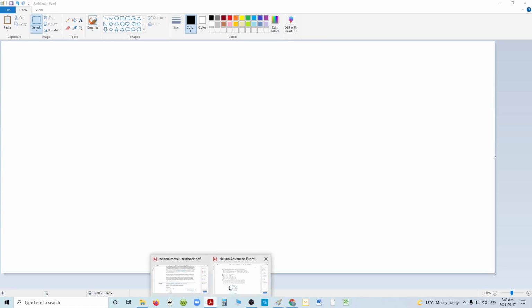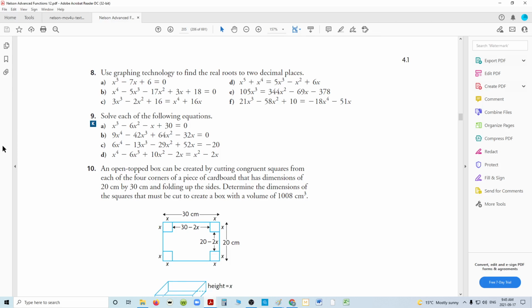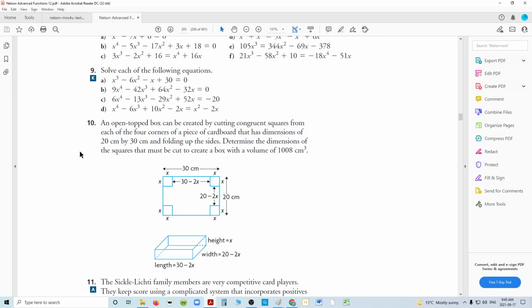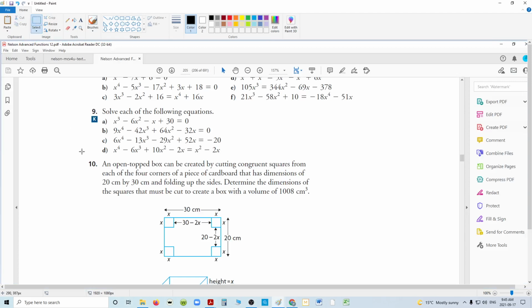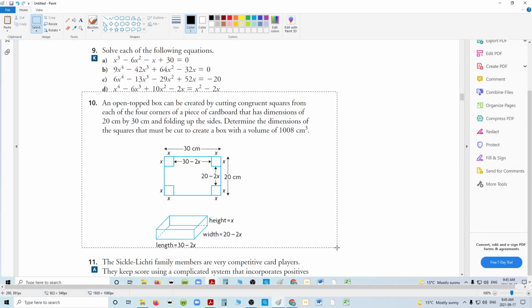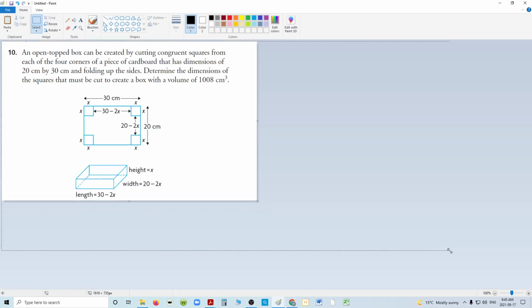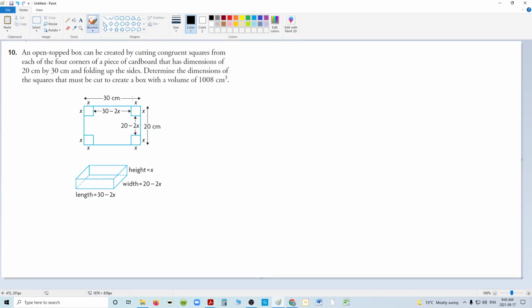Number 10. So they start doing word puzzles, and a lot of students hate word puzzles, but you just got to eliminate or include everything they tell you. Now a lot of tests won't include the nice diagram, but essentially you're cutting out these corners, and you're calling those squares, so they have the dimension x by x when they're squares. And then you're creating this little fold pattern, and you're folding those flaps up, and you're creating this box.